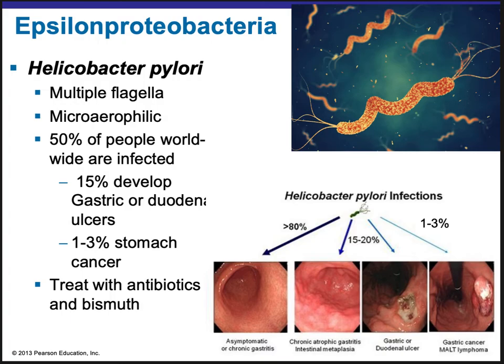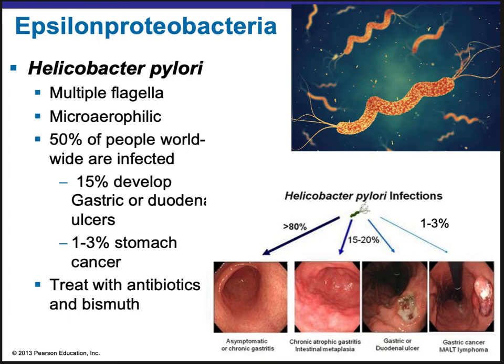Complications can include gastric or duodenal ulcers. Remember, duodenal refers to the very first part of your intestine immediately after your stomach. And of those 15% that do develop an ulcer, about 1 to 3% will actually develop stomach cancer. And actually, I said that a little bit wrong. Of the 50% that are infected, only 1 to 3% will develop stomach cancer, whereas 15% will develop some type of ulcer.